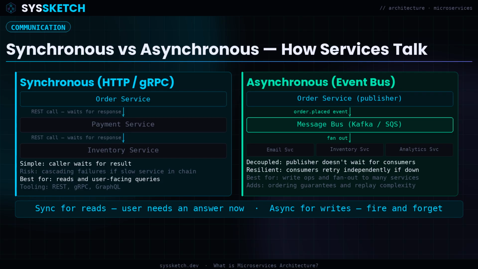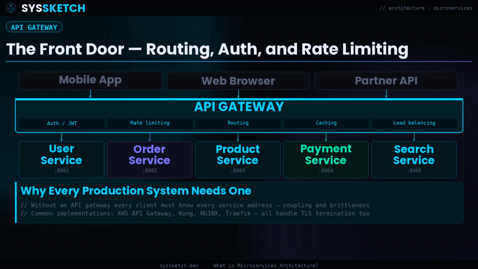When you have 30 services, how does the outside world talk to them? The answer is an API gateway, a single entry point that sits in front of all your services. The gateway handles authentication and JWT verification so individual services do not have to. It enforces rate limits to protect your infrastructure. It routes requests to the correct service based on the path or headers. It can cache responses and terminate TLS.